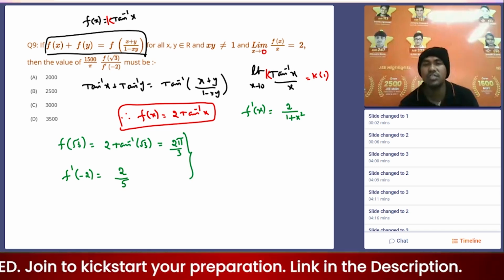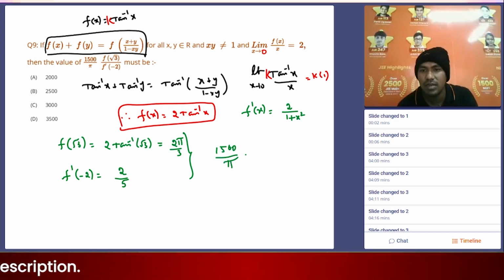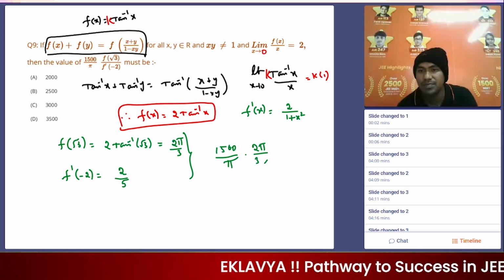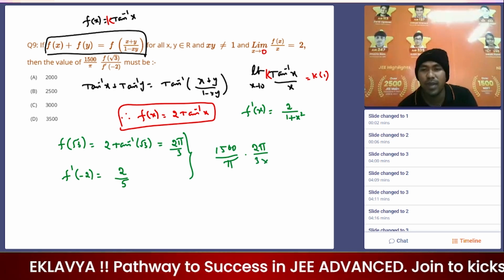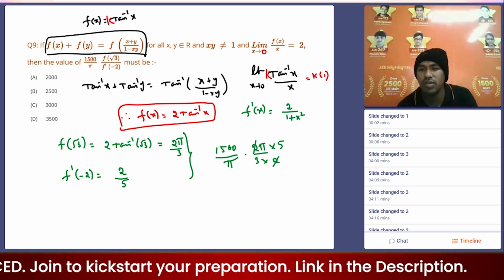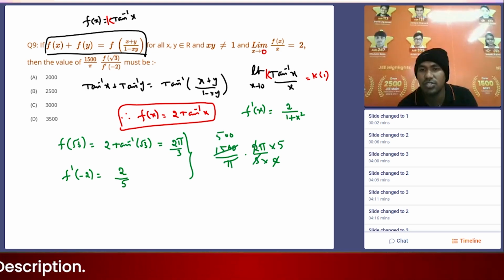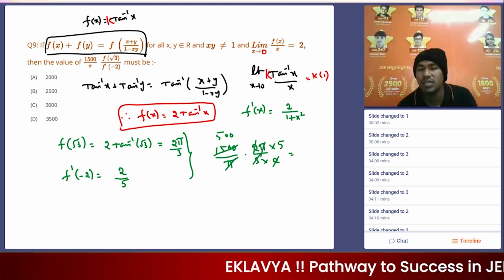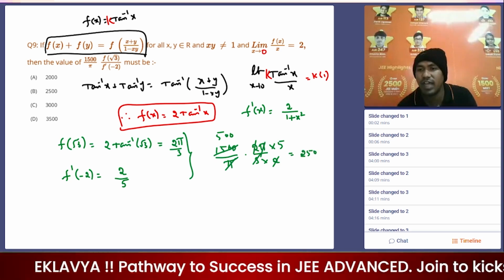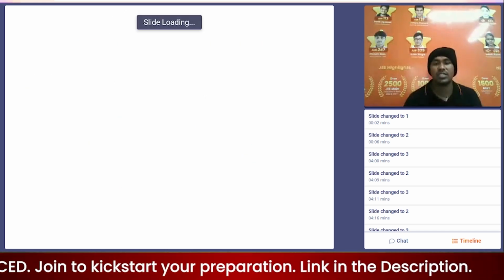Now by substituting these values in this expression, they have given 1500 upon pi times f of root 3, that is 2 pi by 3, and f dash of minus 2, that is our 2 by 5. Right? So now 2 gets cancelled, and 3 ones are, and 3 5s are, and 0 0, 3 500s are 1500, and 5 also gets cancelled. Now 500 into 5 if you take, then that value will become 2500. How much it is? 2500 is the answer.